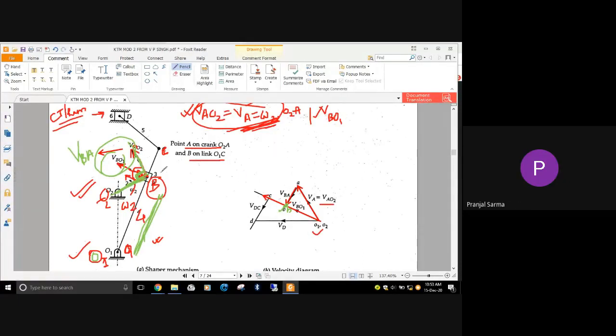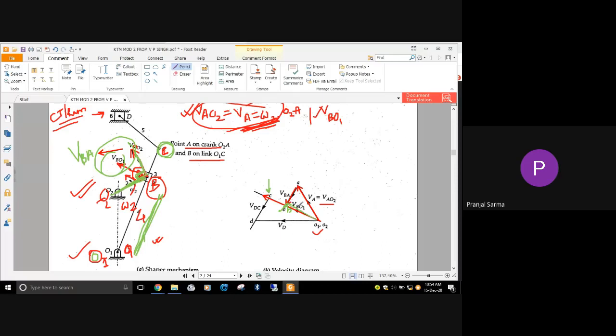Okay, sir. Next we should be able to locate this particular point C. C is a point which is on the extension of this particular link O1B. If we extend in a proper ratio, we should get point C. Now in the same way, in the velocity diagram, we are going to locate that point, small c. So for locating this, we already have O1B, this line.